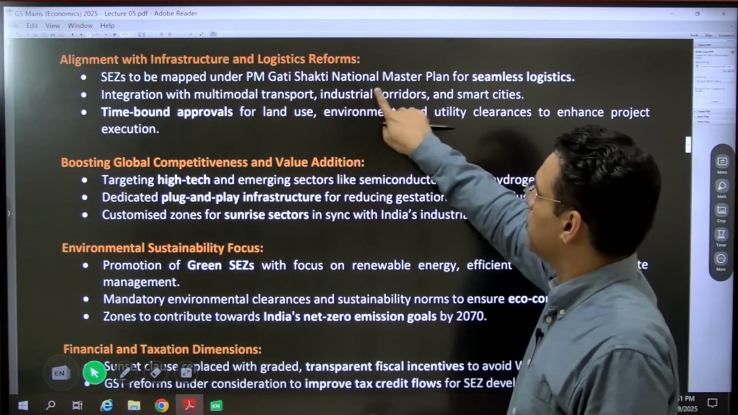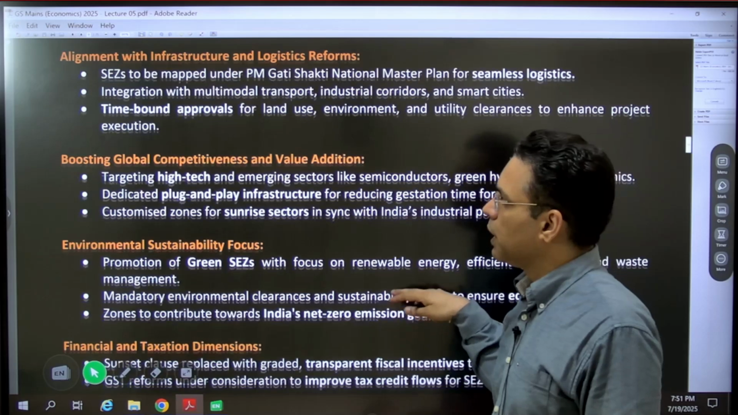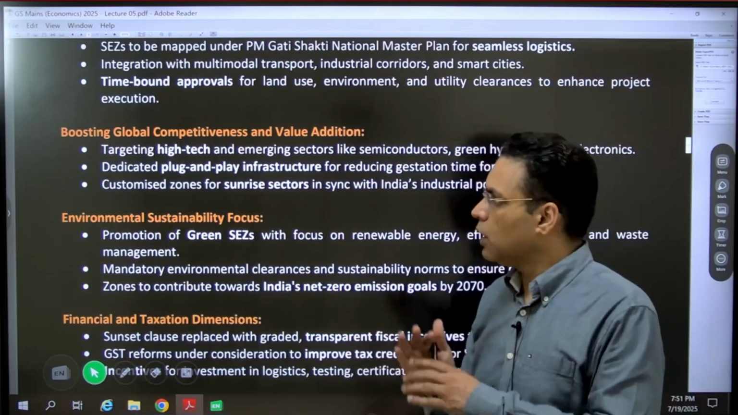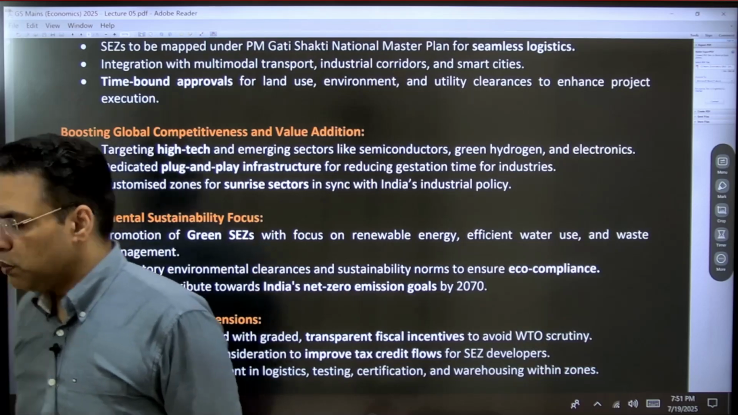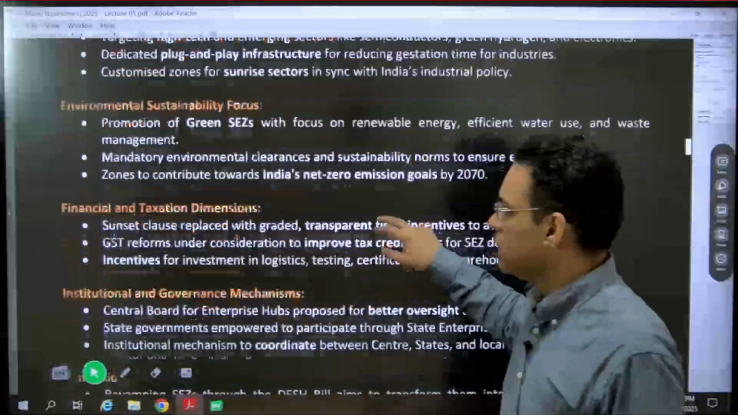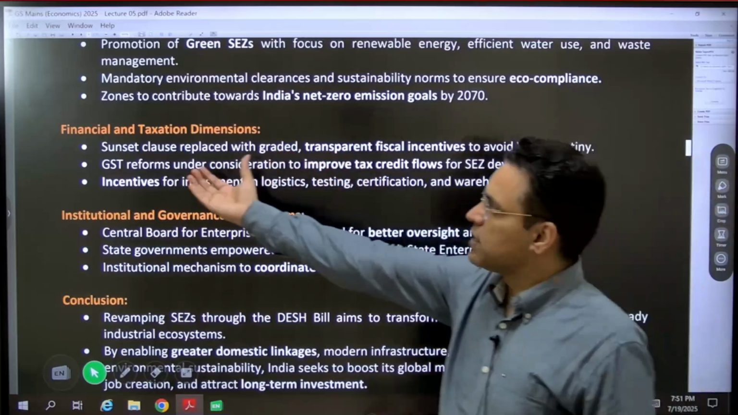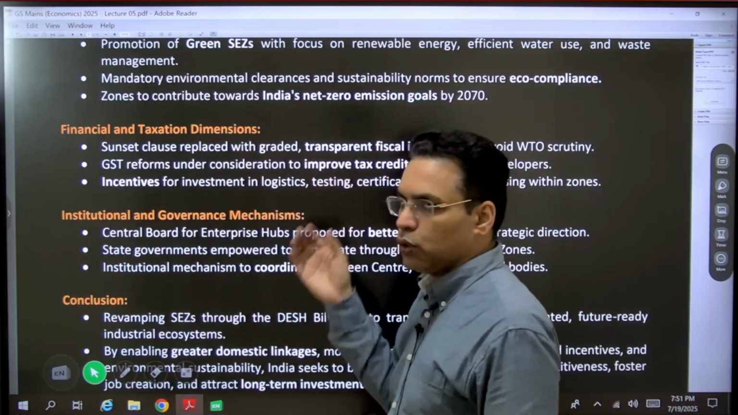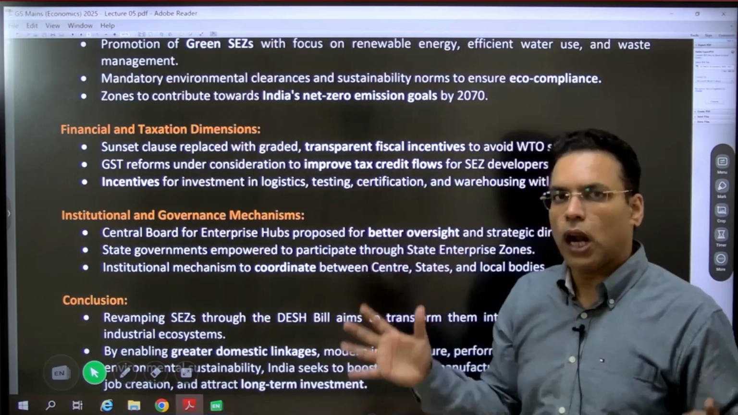SEZs are to be mapped under the PM Gati Shakti Master Plan for seamless logistics and time bound approval यहाँ पे रहेगा. Also the idea is to boost global competitiveness and value addition. So remember यहाँ पे जो topics हैं ये directly आपका question आ सकते हैं. And here for example, sunset clause replaced with, तो SEZ का जो timeline खत्म होता है, suddenly you are into a normal law.